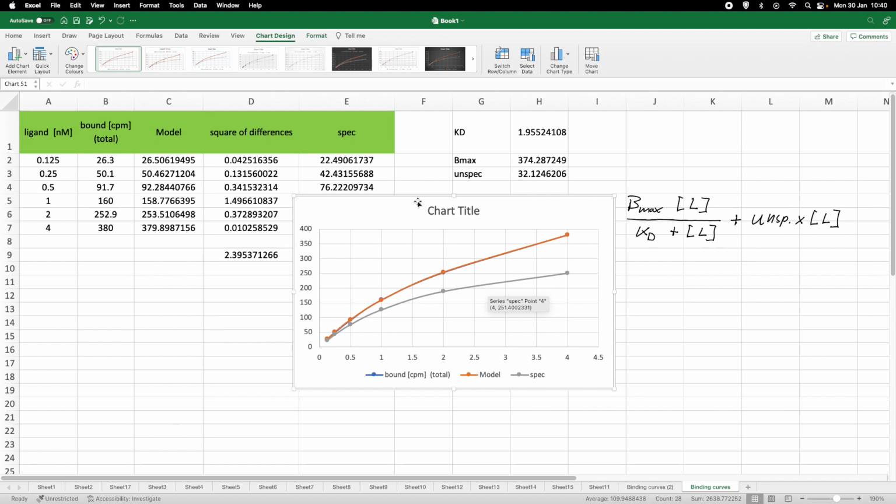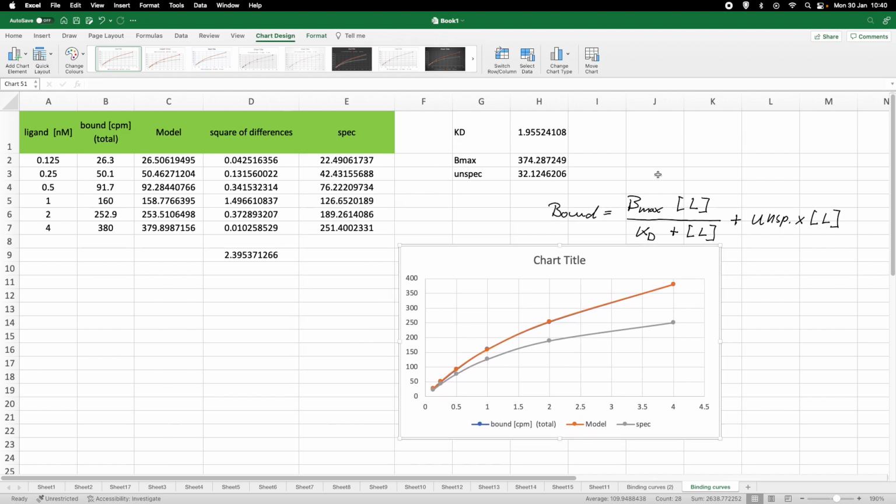And if we so wish, we could also calculate the unspecific binding. But with this solver add-in, we can not only solve for two variables, we can even solve for three variables and solve for specific as well as unspecific binding.